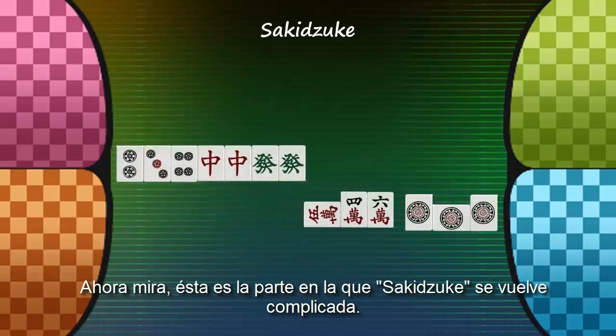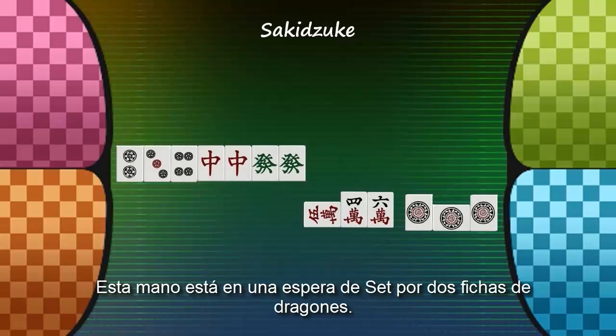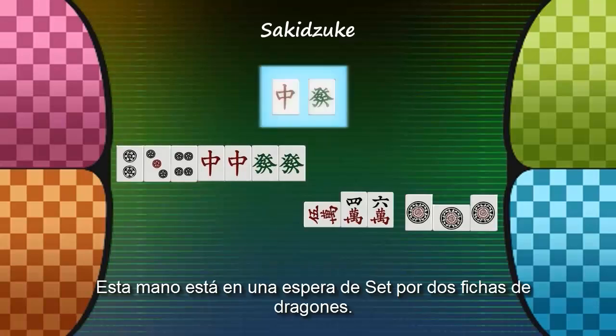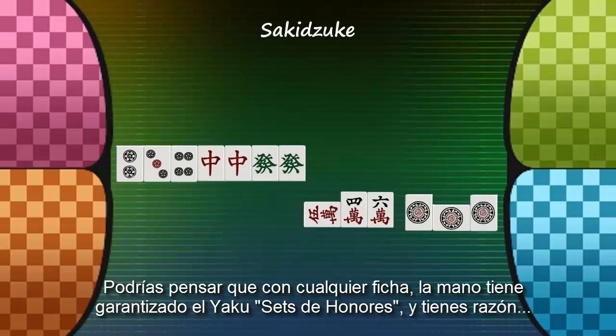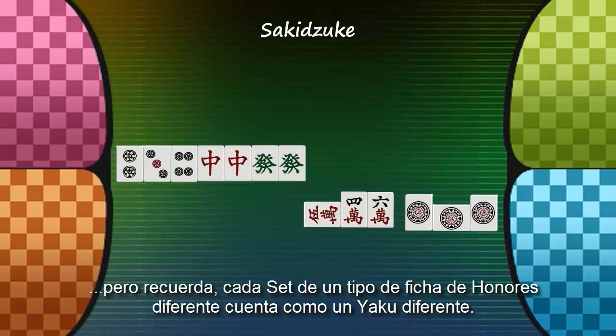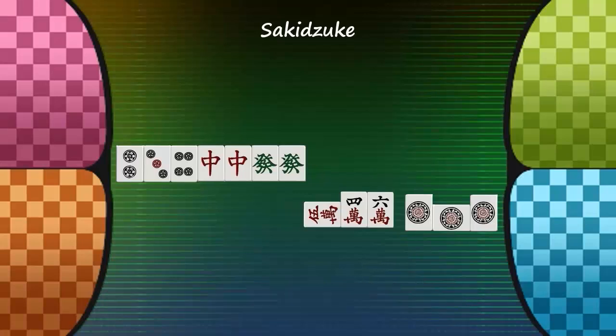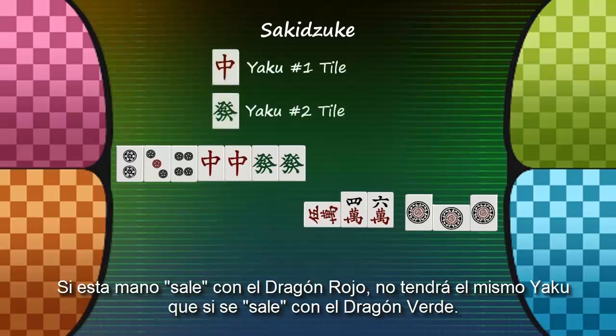Now look here. This is where Sakizuke starts to get tricky. This hand is in a set wait on two types of dragon tiles. You might think that going out on either tile would guarantee the hand an honor sets Yaku, and you're right. But remember, each set of a different type of honor tile is actually its own distinct Yaku. If this hand goes out on the red dragon, it would not have the same Yaku as if it went out on the green dragon.